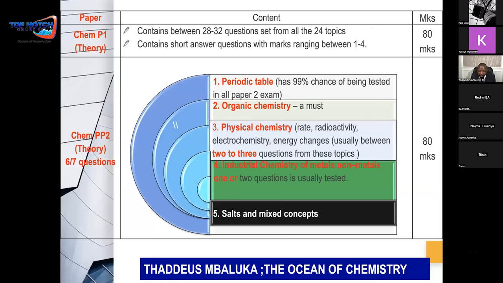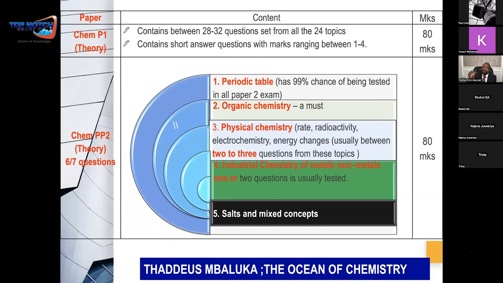Then we have salt and mixed concepts. Any mixed concept, we have to invoke the knowledge of salts there. For example, you can have iron reacting with sulfur to form iron(II) sulfide. Then the examiner draws another arrow, the iron(II) sulfide is now reacted with HCl. What do we get? We get iron(II) chloride, and we also get hydrogen sulfide. Then the hydrogen sulfide is directed to acidified potassium manganate(VII), whereby the acidified potassium manganate(VII) changes from purple to colorless.